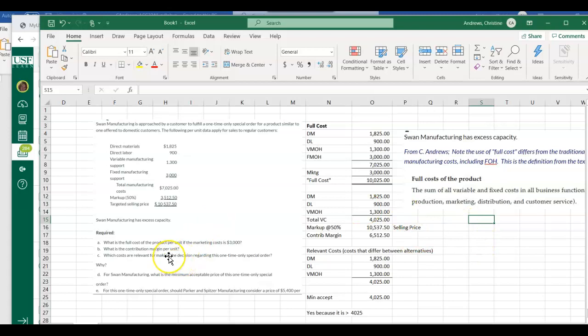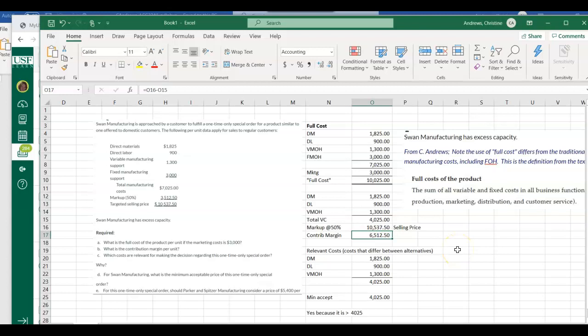So the next question is, what's the contribution margin per unit? So here are my variable costs at 4,025, and I've got a markup. Here's my selling price, 10,537.50. They actually gave us that. So the contribution margin would be the 65.12.